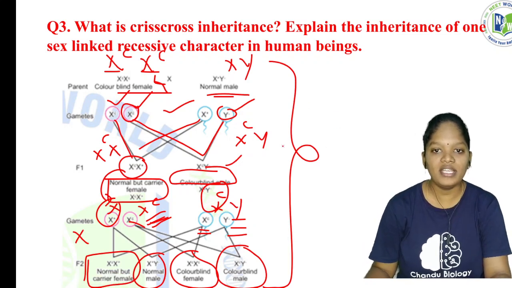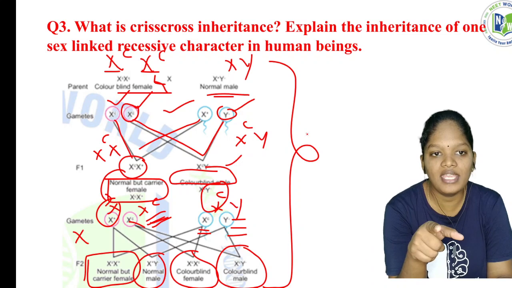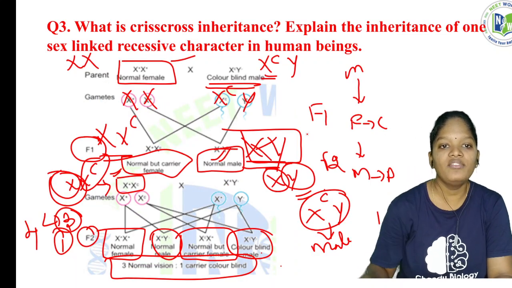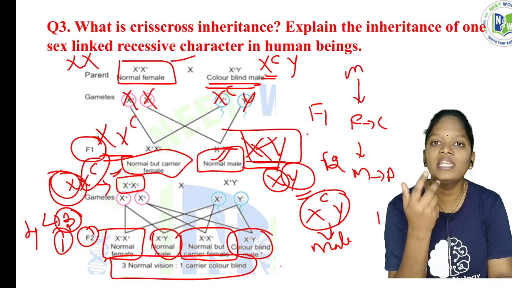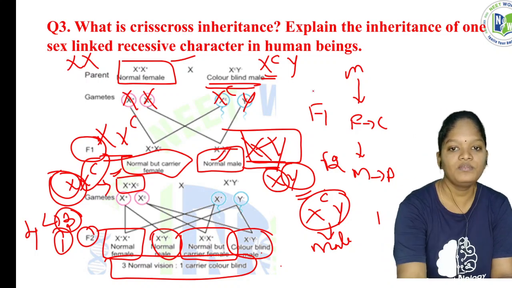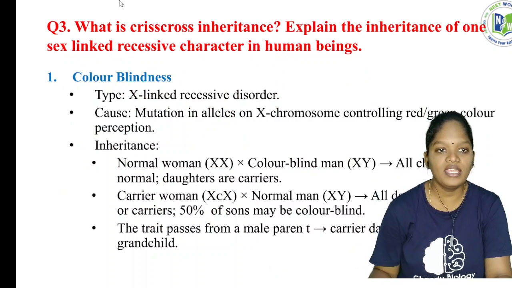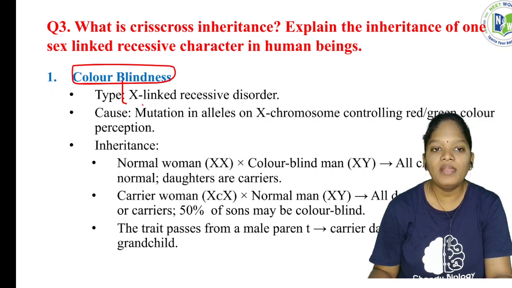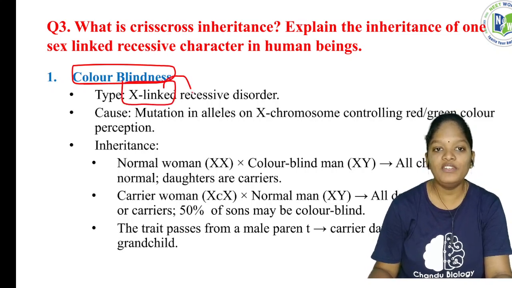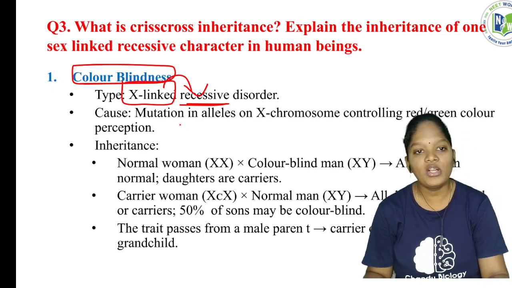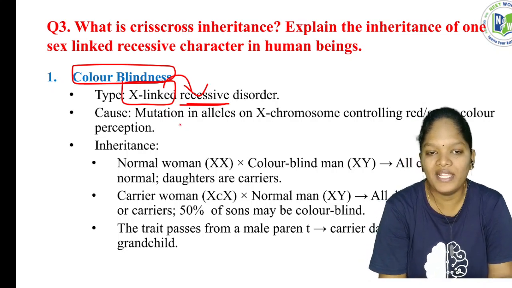In the first condition we have taken a color blind female with a normal male. Here we can take a normal female and color blind male. Okay, how the crisscross pattern works. First, just think about color blindness. Color blindness is X-linked, and you have to know that it is a recessive disorder. What is meant by color blindness generally?